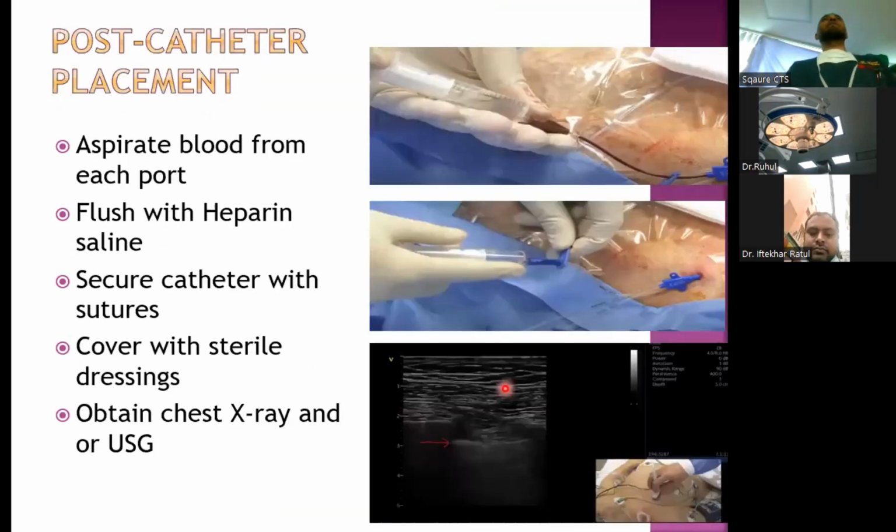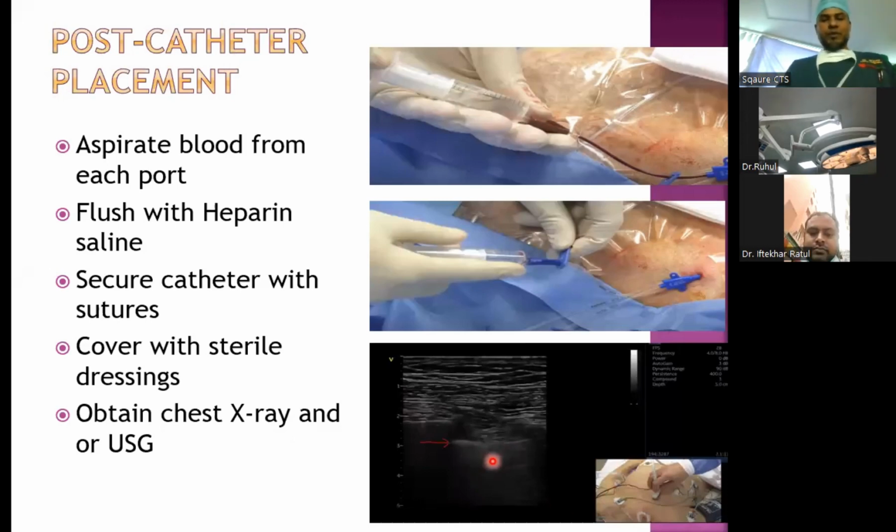Then, post catheter placement, aspirate blood from each port. We usually use a 4 port catheter, so all 4 ports must be aspirated for blood and then flushed with heparin saline. Secure the catheter with suture, cover with sterile dressing, as already mentioned. And lastly, obtain a chest X-ray and/or ultrasonogram. This is the catheter placement.